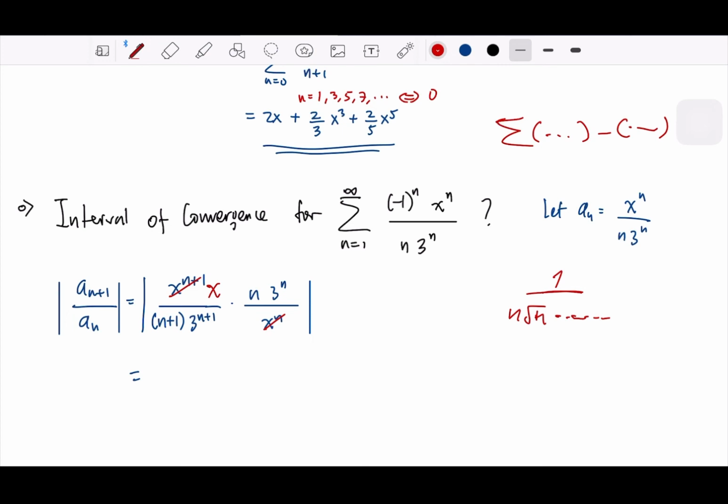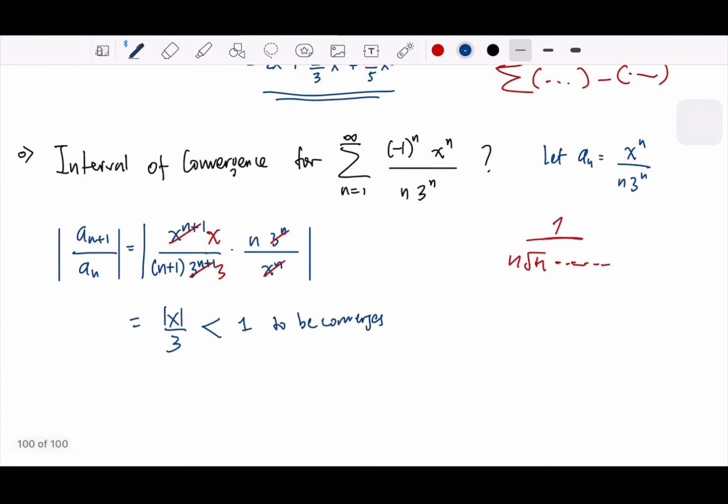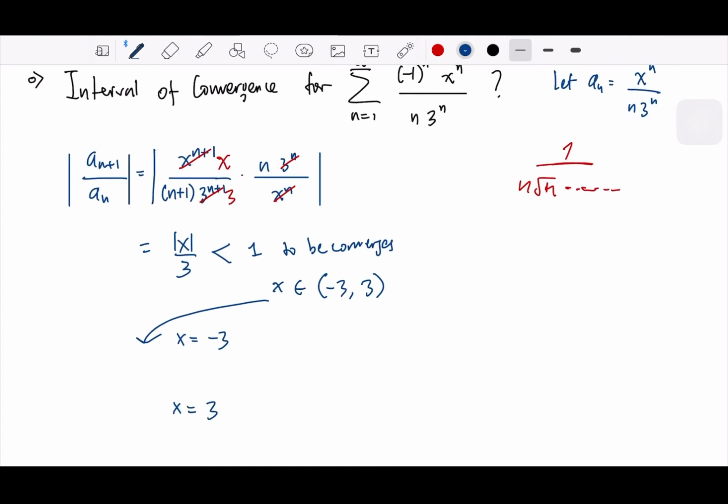This will be having x, having 3. So you will have, and you need to have less than 1 to converge, right? To converge. So it should be, okay, x should be in this range, but we need to check the endpoints, okay? Check.